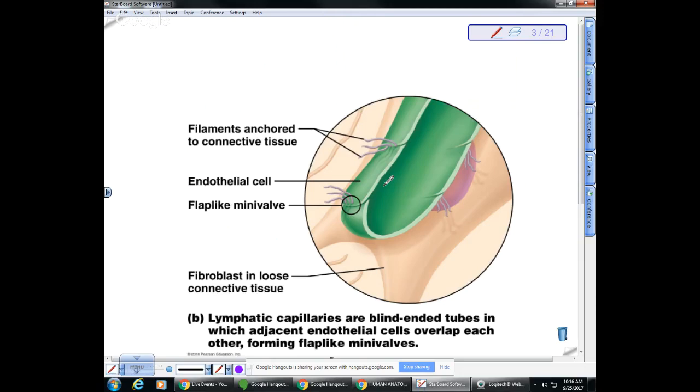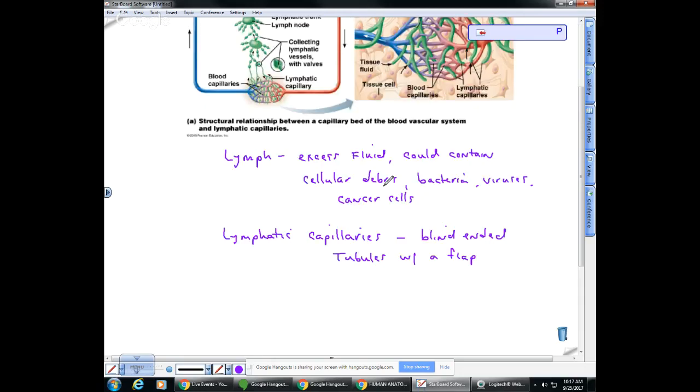Okay. What happens with these lymphatic capillaries is, just like the venules in your body, they combine into larger and larger vessels. Eventually they're going to take this lymph and put it back into the circulatory system. If we go back here, we have the lymphatic vessels. These are larger and they're vein-like.